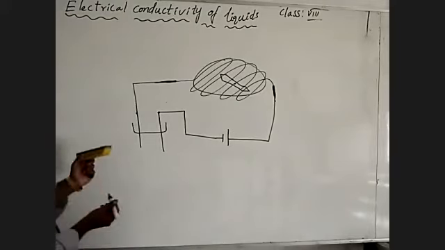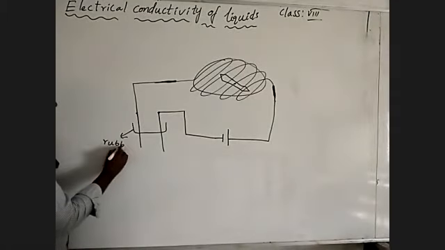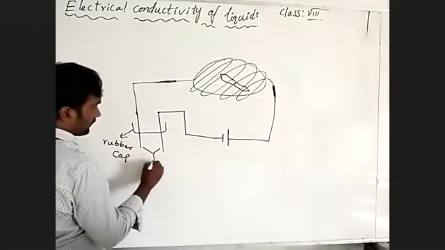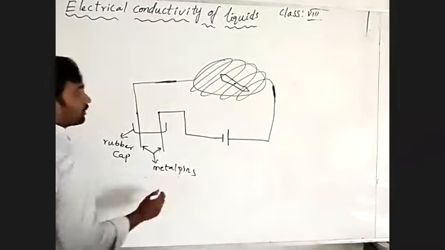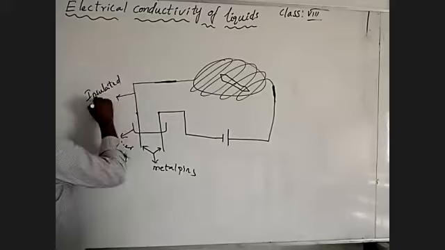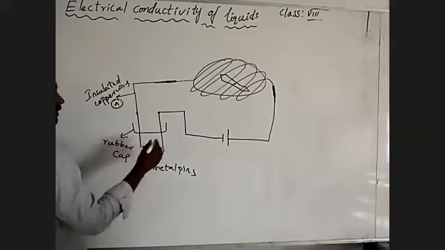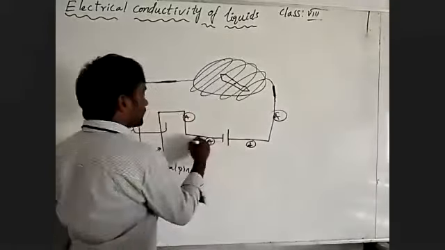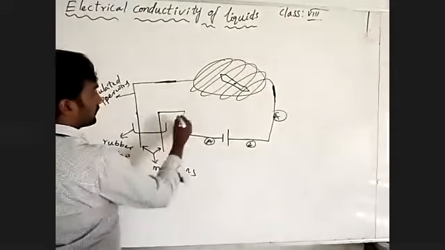See what I'm saying, this is an insulator, otherwise called a rubber cap, and these are the two metal pins. And these are connecting insulated copper wires. We can give the name A. This is also insulated copper wire, this is also insulated copper wire, and this is also insulated copper wire. All are insulated copper wire. Understand?